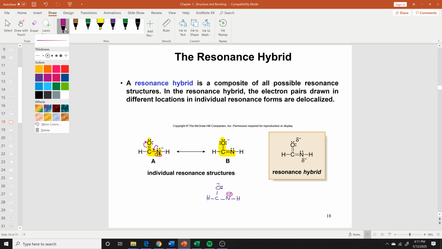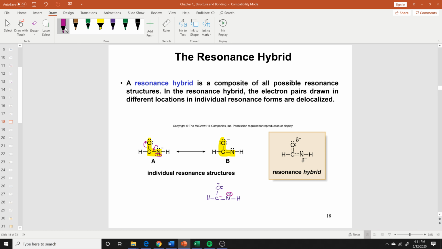So all you need to do is draw a dotted line like this between the carbon and the nitrogen. This means that it was once a single bond, and then in another structure it's a double. Same thing between the carbon and the oxygen. It was once a single bond, and then in another structure it's a double bond. So this is basically the hybrid.